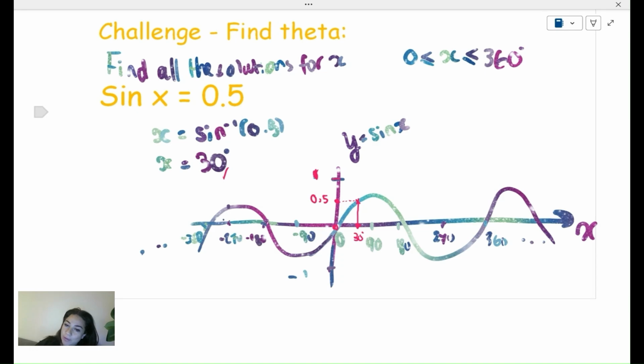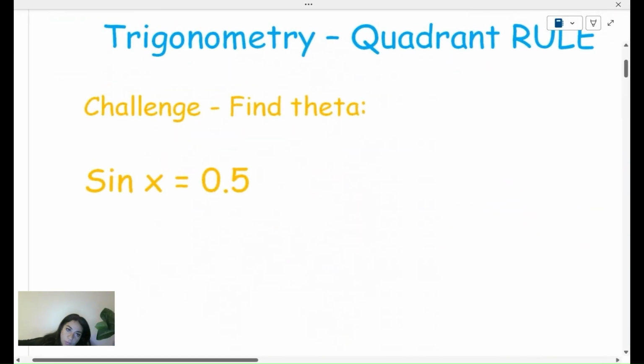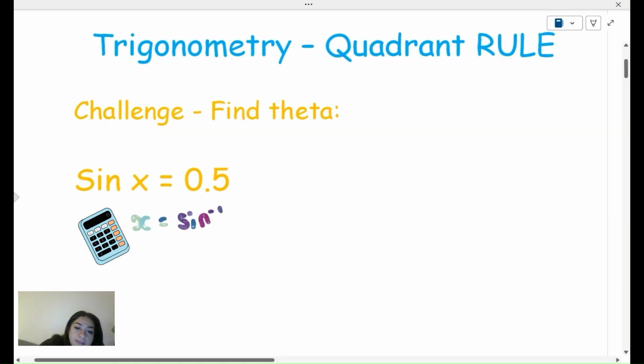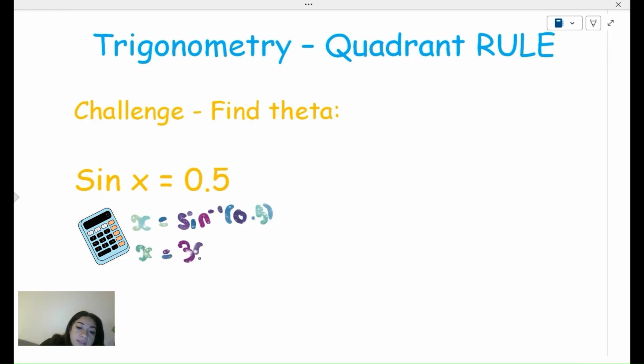Calculator is not going to solve all your life problems. All these years ago, when you were doing sine x equals 0.5 or sine theta equals 0.5, to find x or theta, shift sine on your calculator and it will give you a number, x equals 30 degrees. And those were the good old days.